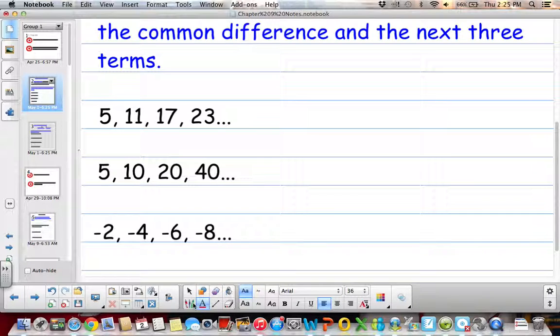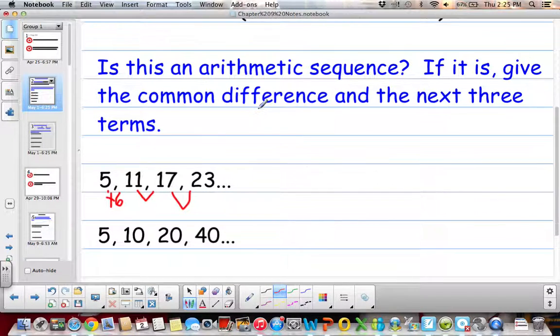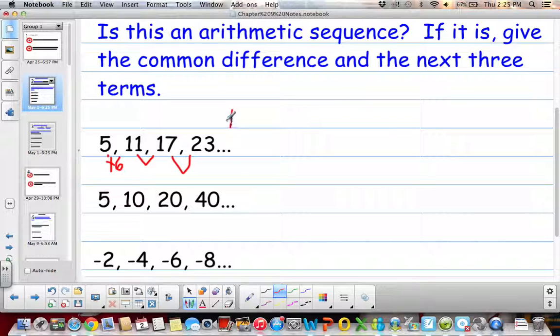We can see that to get from 5 to 11, we add 6. From 11 to 17, we add 6. 17 to 23, we add 6. So we know that this is arithmetic because we're adding 6 every time. Okay, so our common difference then we would write is plus 6. And we want to make sure that we write plus 6 so we know that we're increasing and not decreasing.